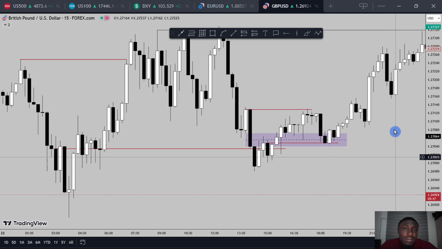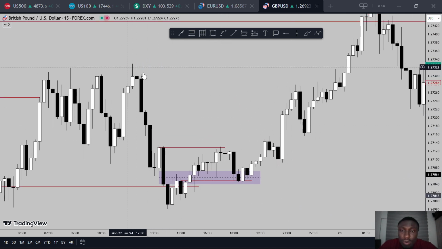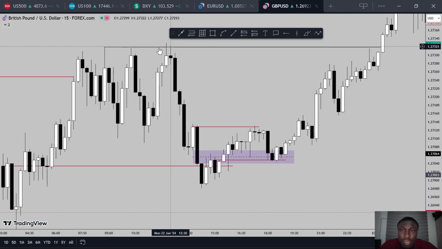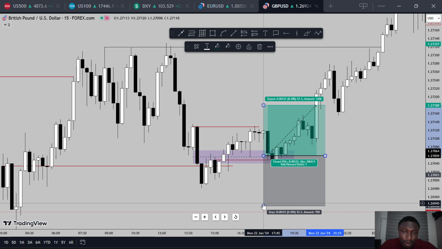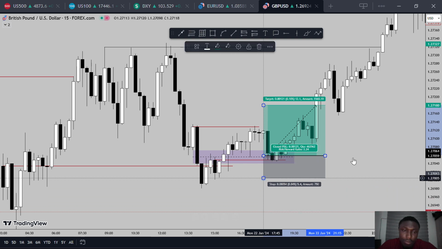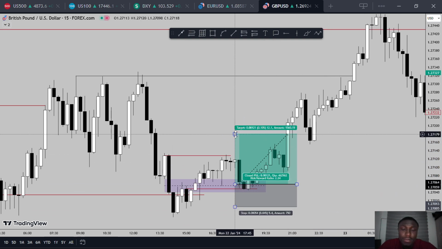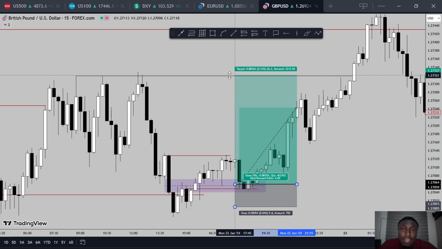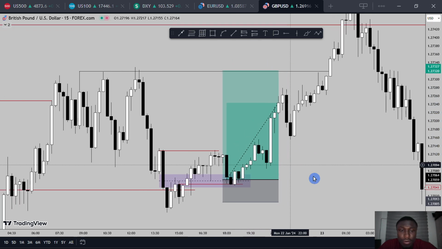For targeting, we have this 1 hour equal highs. Since 1 hour is bullish, we want to be targeting the 1 hour highs. So that could have been your target. So entry right there. Stop loss here. Target to the 1 hour highs. Now this is a bullish scenario.